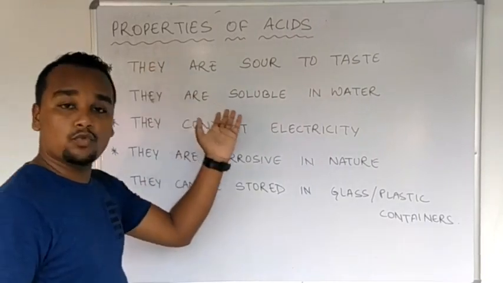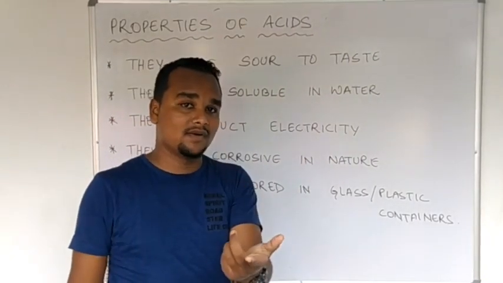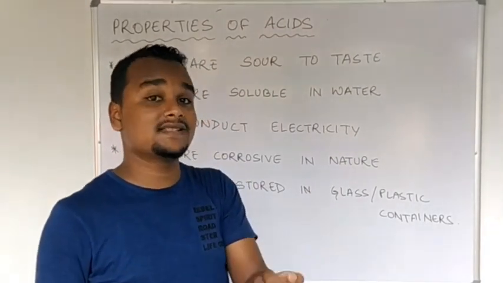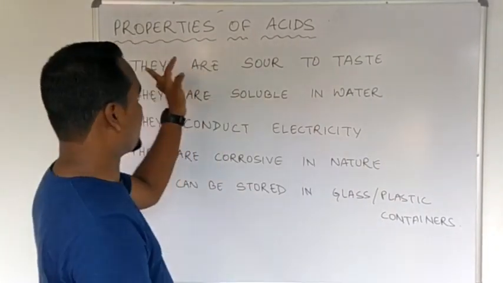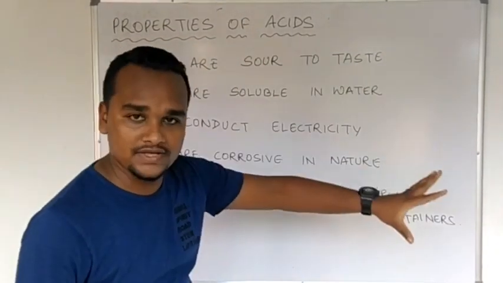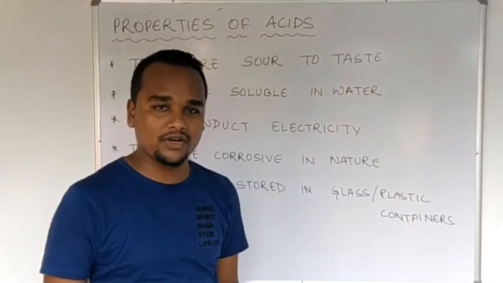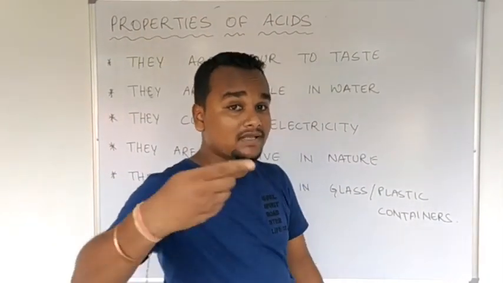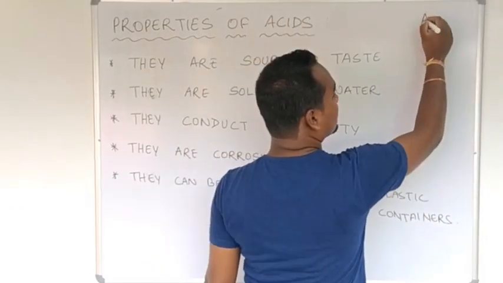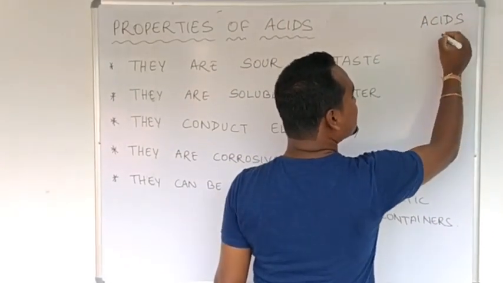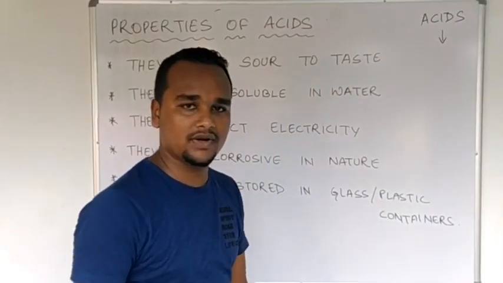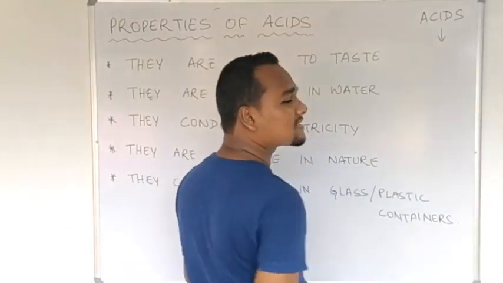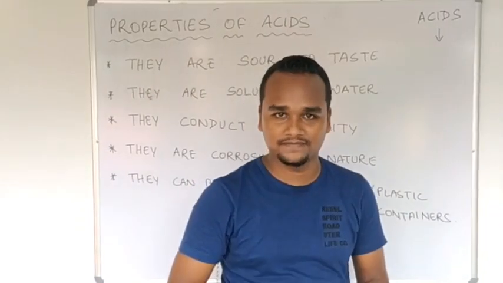So what are the properties of acids? What did we discuss first? Acids are sour to taste. So that is the first property of acids. Now it might be difficult for you all to remember the taste of acid, but it is very simple. Okay? How to remember? Acids, they are sour to taste.